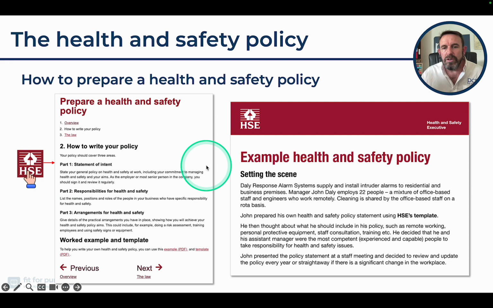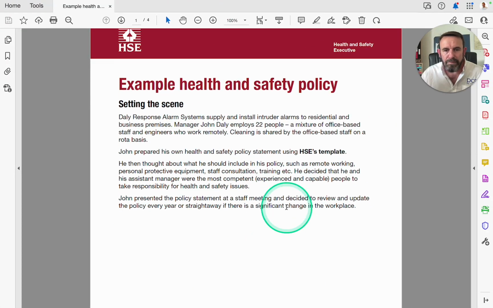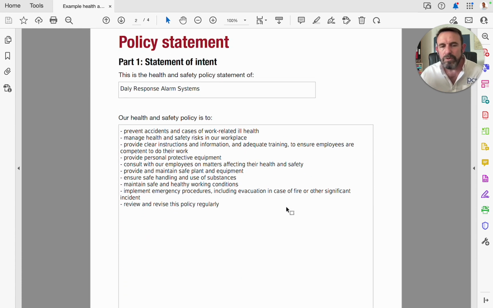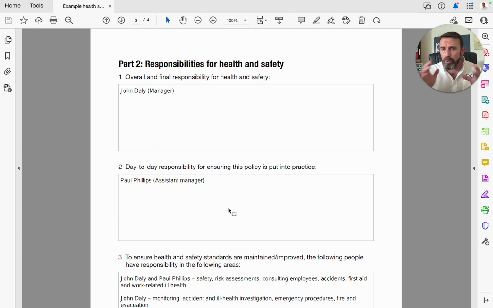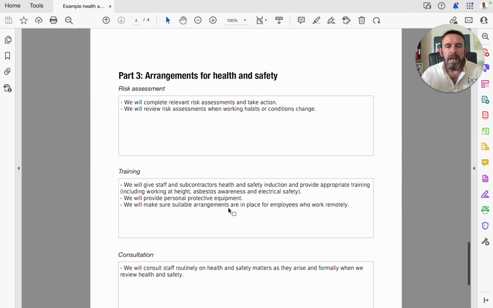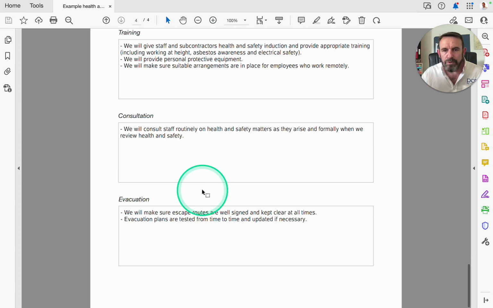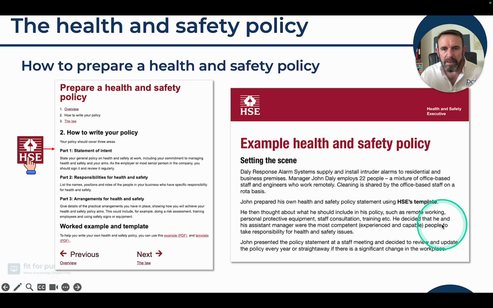So let's just quickly go into that example statement from the HSE policy statement. First and foremost, you can see statement of intent. Then we've got responsibilities. I'm not going to go too deep into this because that is in the next section, module I should say. And then we have arrangements. Who's going to be responsible for risk assessment, training, consultation. So quite simple really when you look at it like that.